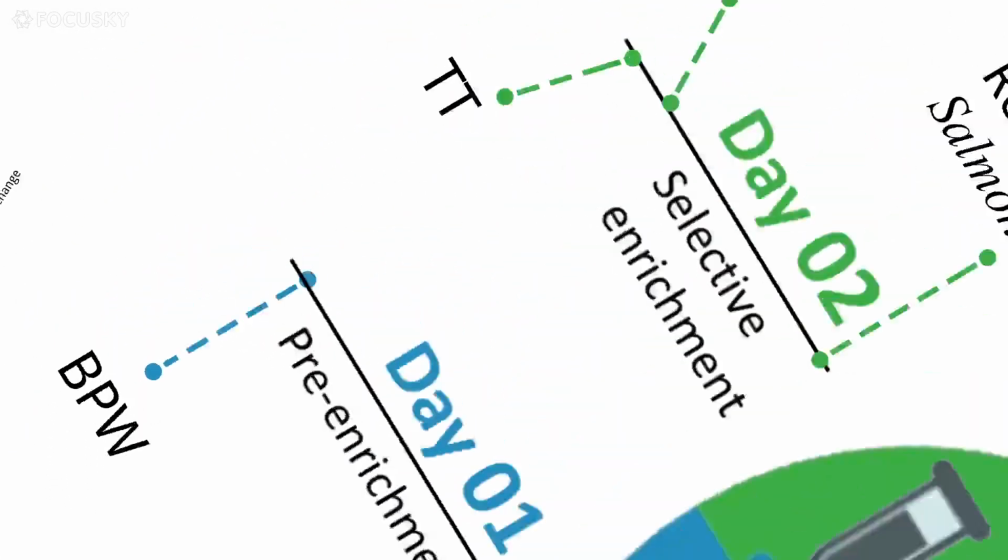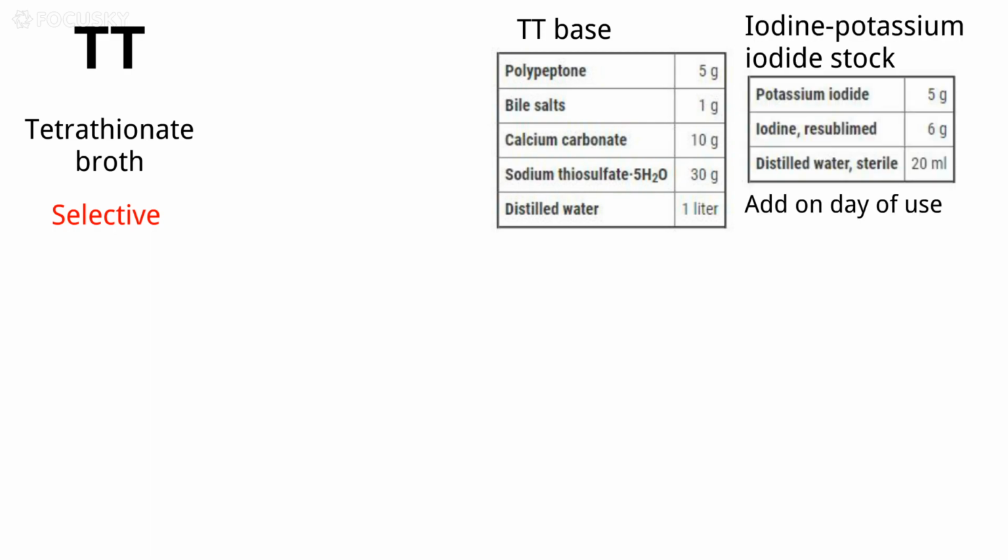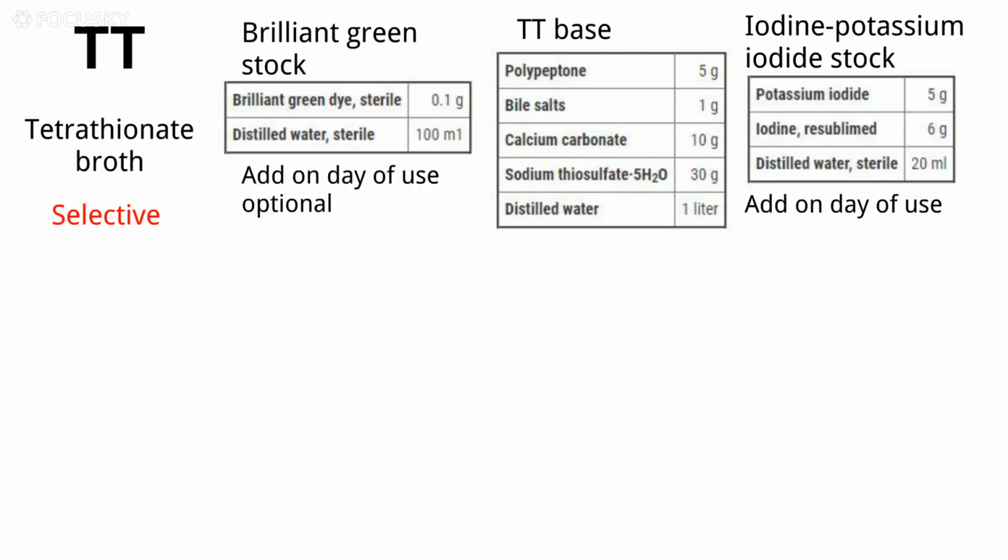TT stands for tetrathionate broth. It is a selective medium. You will prepare the TT base ahead of time and add iodine potassium iodide stock and brilliant green stock on the day of use. Iodine is the active compound. However, this compound does not dissolve in water well, and potassium iodide can increase the solubility of iodine.